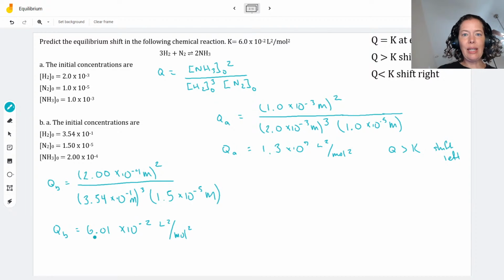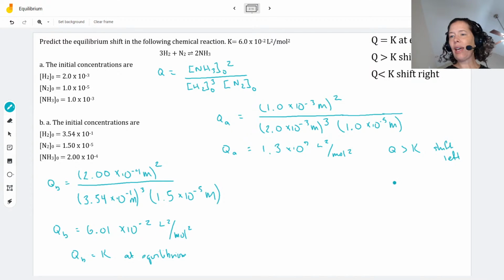And you can see that our Q is equal to our K. So Q for part B is equal to K. And it's okay that this is 6.01 and this is just 6. If we were to round this to the correct number of sig figs, it would round to 6. So this means this system is at equilibrium.